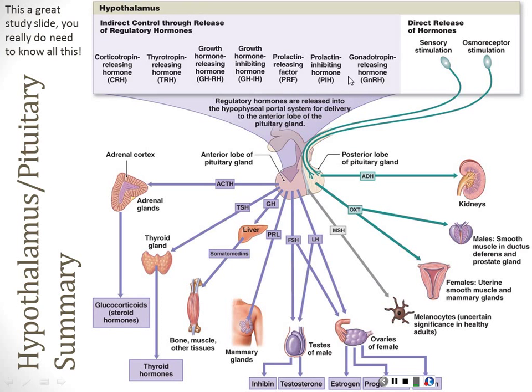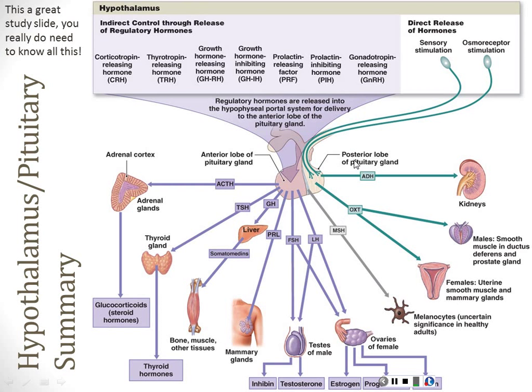So all of the hypothalamus hormones go through that little portal system down to the pituitary gland, and then they activate their respective second hormones. So like corticotropin releasing hormone triggers the release of ACTH, which gets the adrenal cortex to produce glucocorticoids, steroids. TRH triggers the pituitary to release TSH, which makes the thyroid gland produce thyroid hormones, and so on. So all of these we have talked about already.